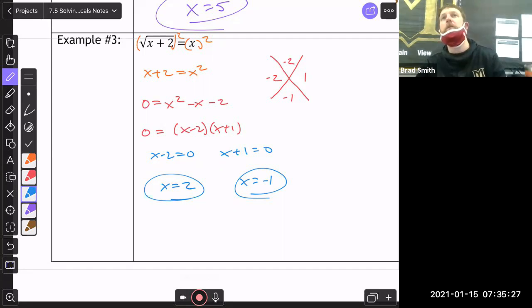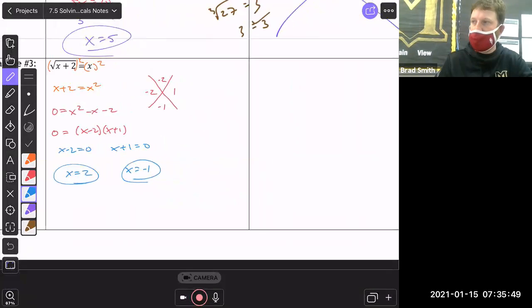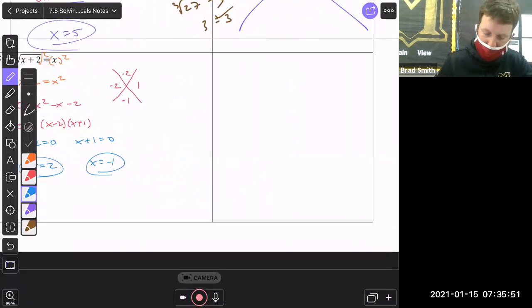So I did nothing wrong. My math's fine. It factors correctly, and I got 2 solutions. So I got x equals 2 and x equals -1. And this is where the checking is going to become important. So if I come over here, just so I got it down, square root of x plus 2 equals x.